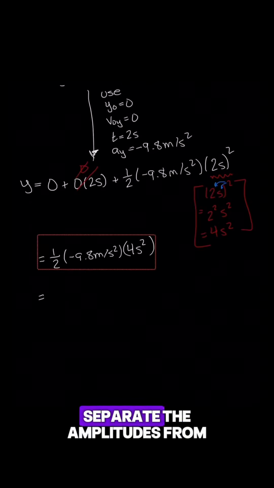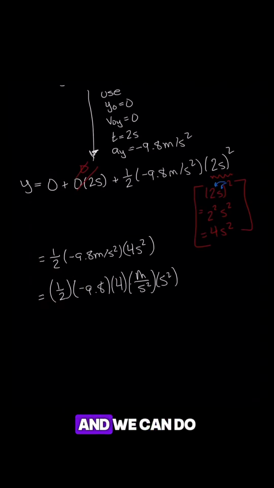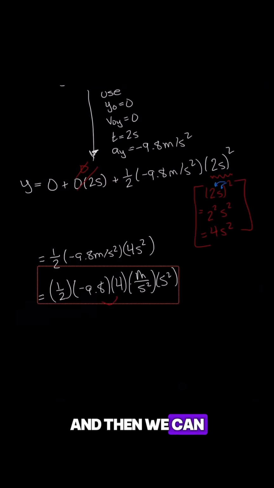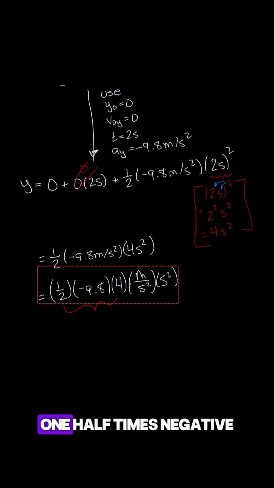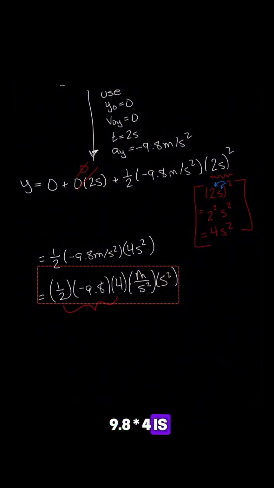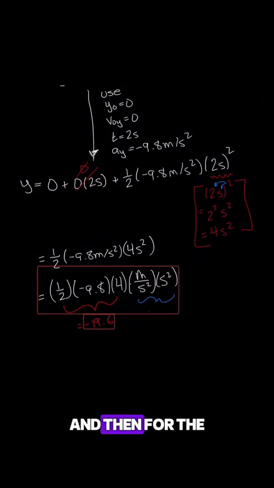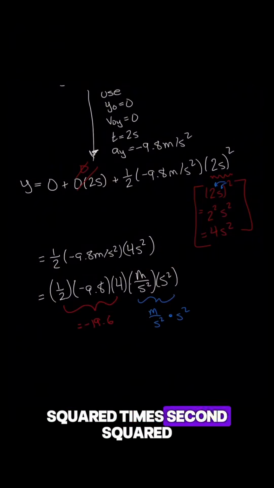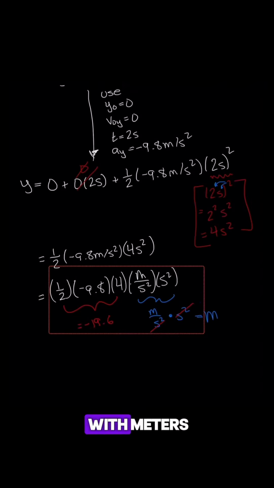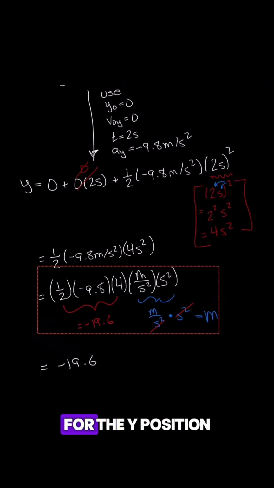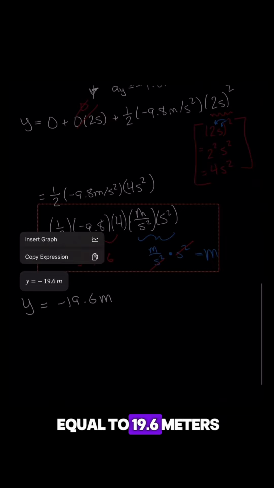And then we can separate the amplitudes from the units, do the multiplication of the amplitudes, and then multiply the units. For the amplitudes, 1/2 times negative 9.8 times 4 is just negative 19.6. And for the units, meters per second squared times seconds squared, the seconds squared cancel, just leaving us with meters. So we get this final answer here for the y position equal to negative 19.6 meters.